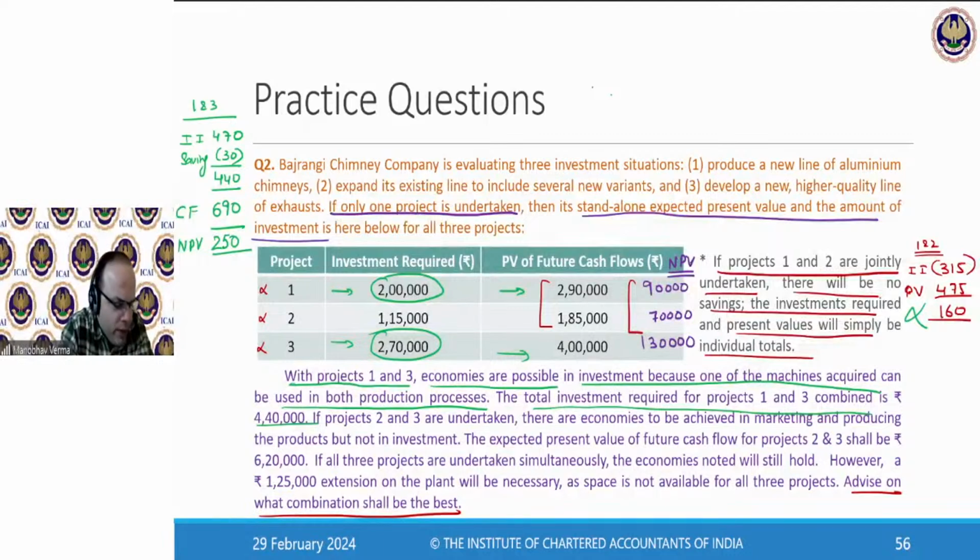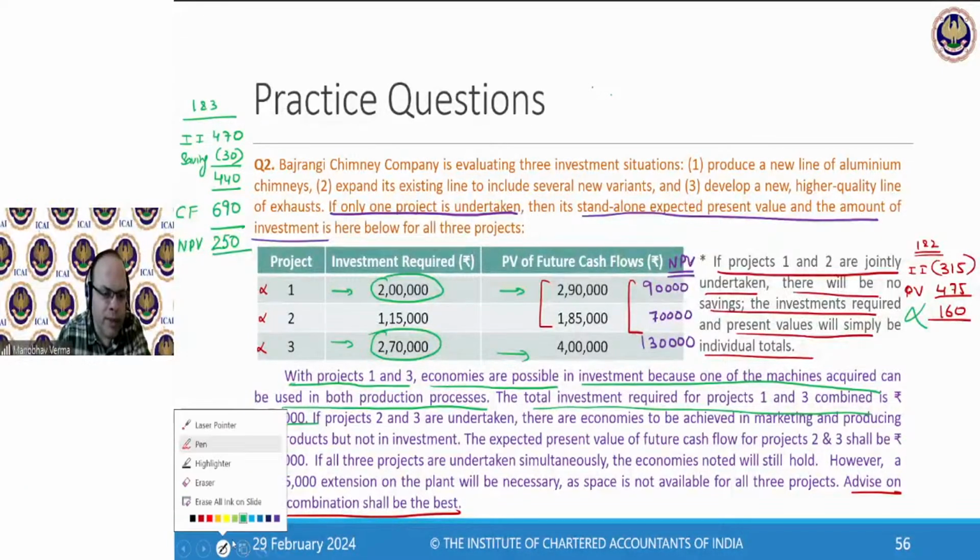Okay, everyone okay with this point, guys? Till now, projects 1, 2, and 3 individually cannot be taken. Project 1 and 2 should not be taken. If something needs to be taken, it is 1 and 3 till now. Now let's focus on other parts of the question here. Let's move ahead.